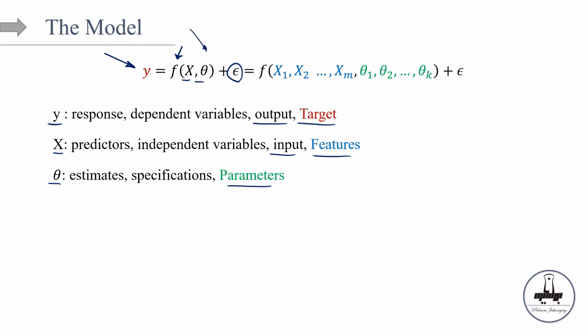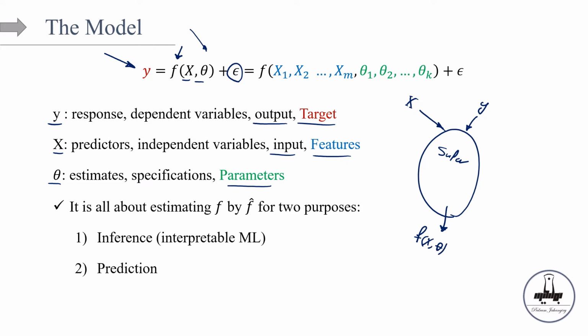So let's see what we are talking about in supervised learning models. Remember, if this is my supervised model, then I have some inputs, a vector of features, and we have outputs as well. So both the inputs and outputs are given. The machine is going to learn the pattern by quantifying this f of x and theta. It's all about estimating that f, the unobserved relationship or pattern between variables, by f hat. So basically, the machine is going to learn by estimating this f hat.